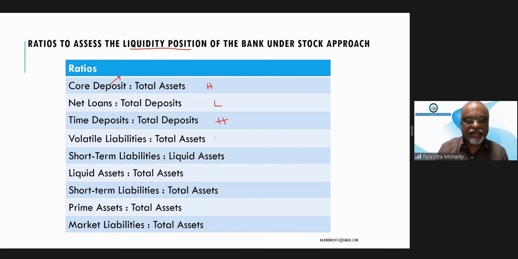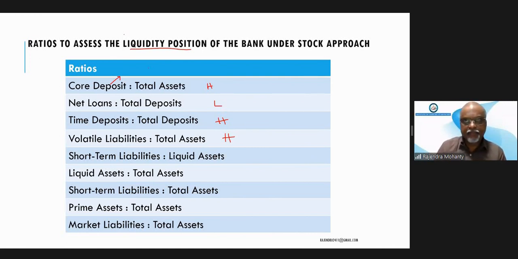So basically, volatile liability means when you are having CASA, the 1 to 14 days volatile savings and current account, or you have your borrowings, market borrowings for a short-term period. So basically, in such cases, liquid position will be high. Liquid position will be better if the ratio is high only. That is what you are telling, right?